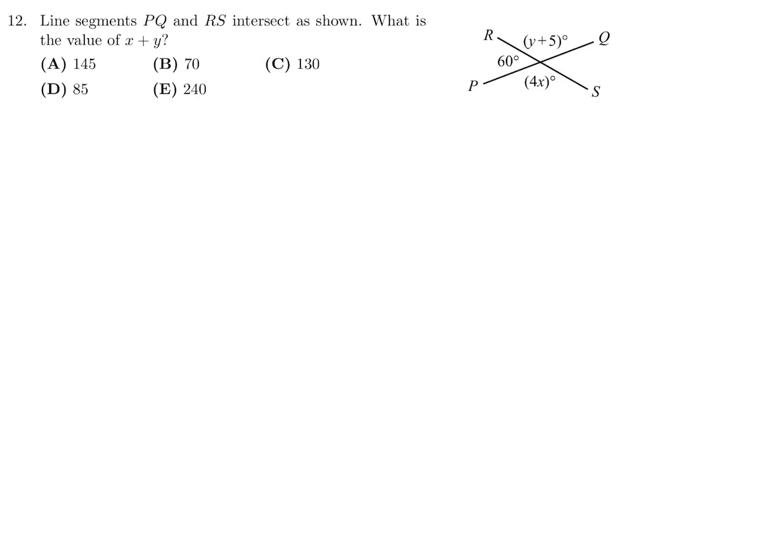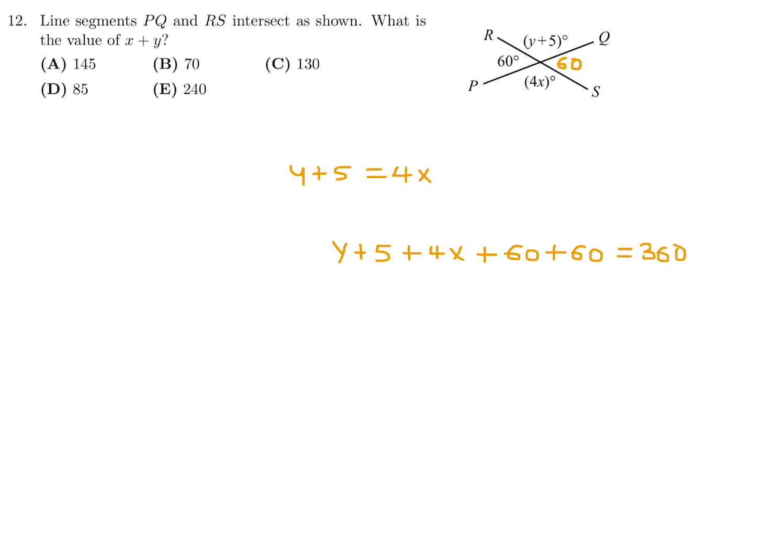Line segments PQ and RS intersect as shown. What is the value of x plus y? Well, by opposite angles, y plus 5 is equal to 4x. And then this is also going to be 60 by opposite angles. And then all of them combined would equal 360. So y plus 5 plus 4x plus 60 would equal 360.